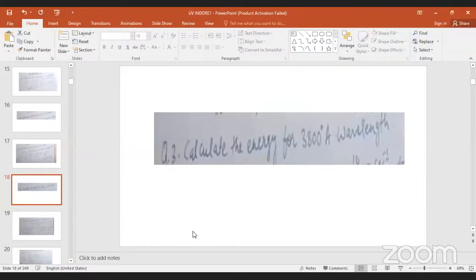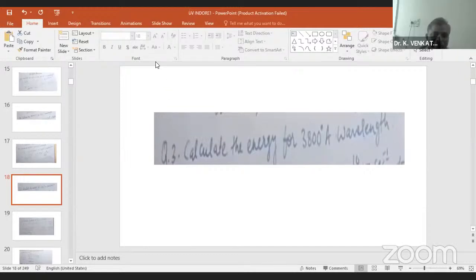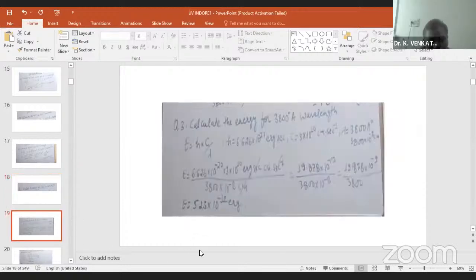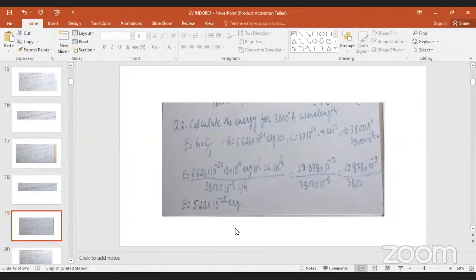Sir, 5.23. Yes, we can check, ma'am. 5.23 into 10 to the power 36, 20, 0.5 into 10 raised to the power 25. Whatever. So yes, 5.23. What is the answer, madam? 5.23 into 10 to the power.